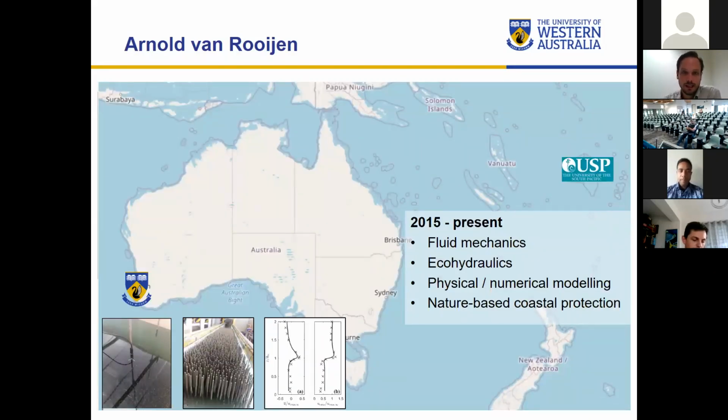So that's sort of the background. And then in 2015, I moved to UWA, University of Western Australia in Perth. And from then on, I focused a bit more on the fluid mechanics side of things, so more on the detailed hydrodynamics around ecosystems in coastal settings, combination of physical and numerical modeling. So I did my PhD there, finished last year, and now working as a postdoc, really more focusing on coastal protection offered by natural systems.